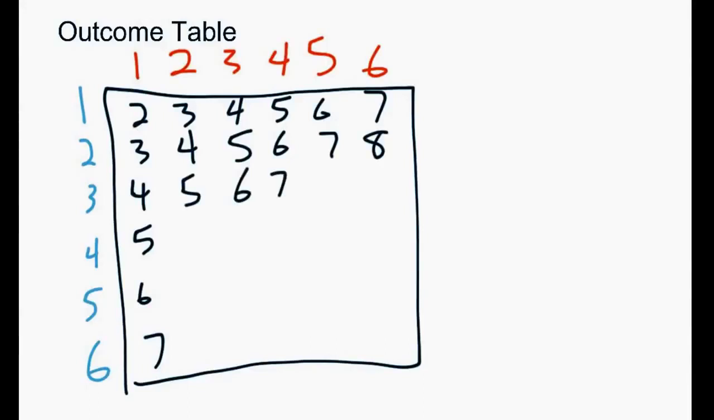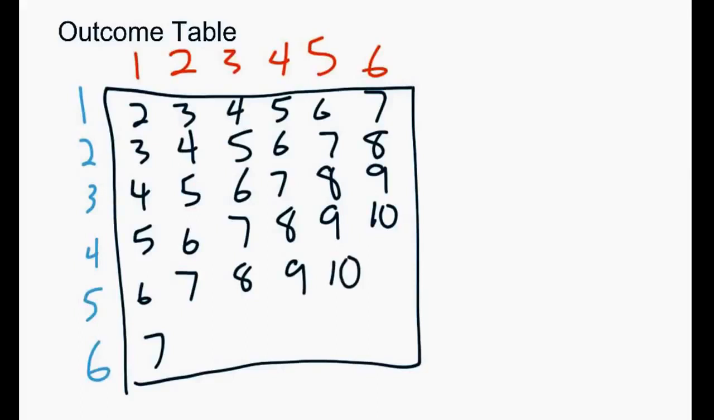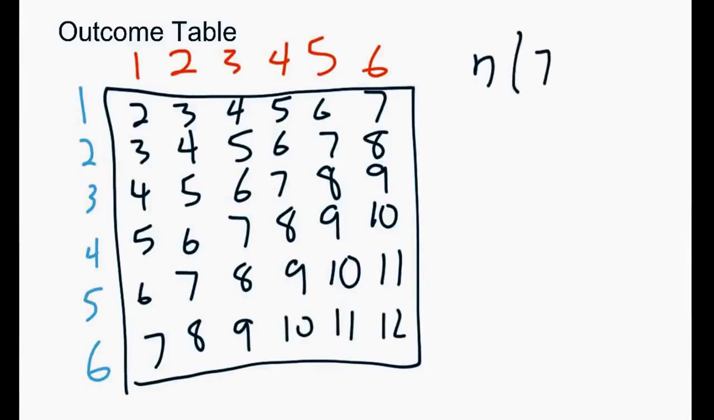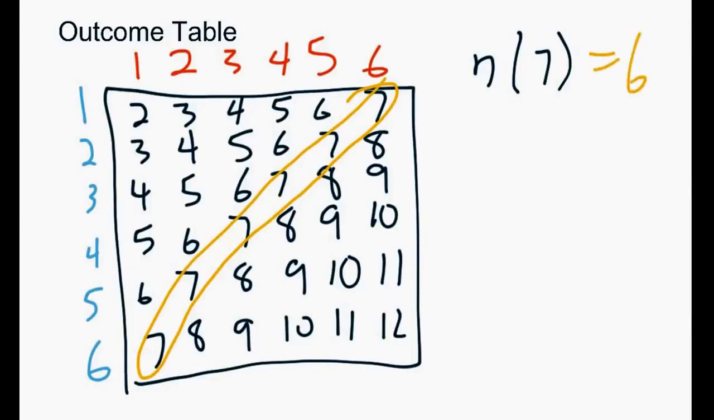In this case, a Venn diagram wouldn't work because we'd have way too many circles and it'd be too tough to figure out all the different overlaps. Once you have your table filled out, it's pretty easy to count up all the different combinations. So going back to the question, how many different rolls could you get a 7, so the number of 7s? You can see here the 7s are all those middle ones, so we get 6. There are 6 different ways to roll a 7.